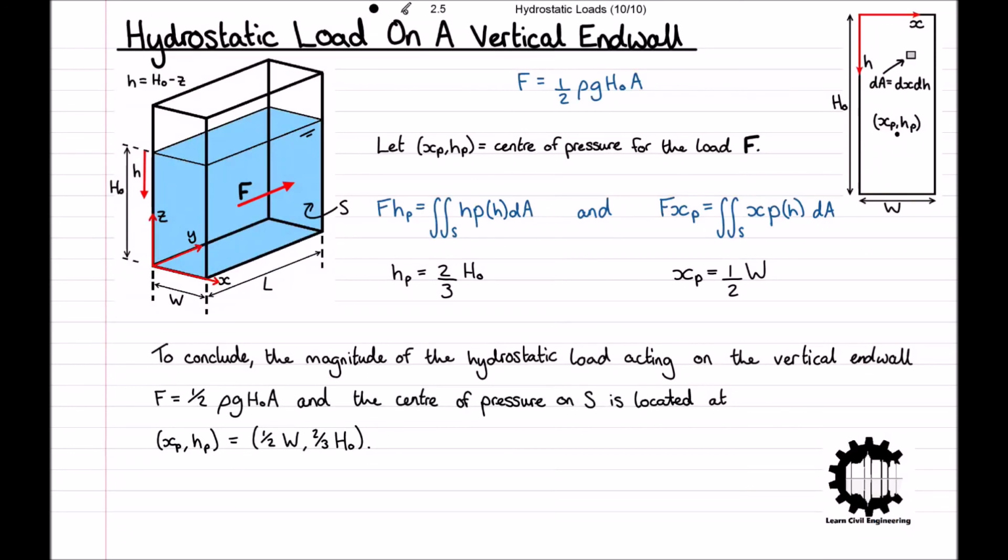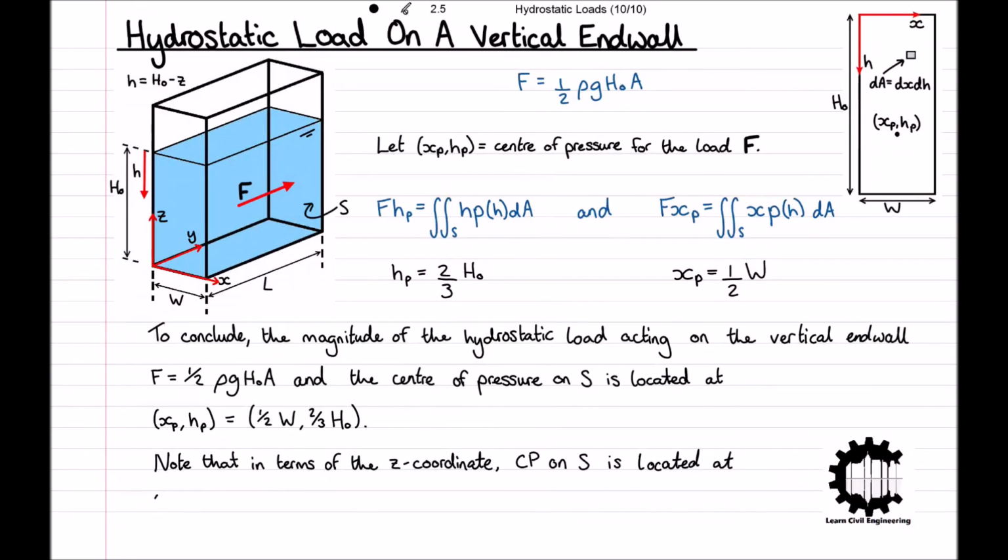However, the pressure does vary vertically across S. In particular, there is greater pressure acting on the bottom of the surface than at the top, hence we expect Cp to be positioned in the bottom half of S. Note that in terms of the z coordinate, Cp on S is positioned at xp, zp is equal to 1/2 w, 1/3 h naught.